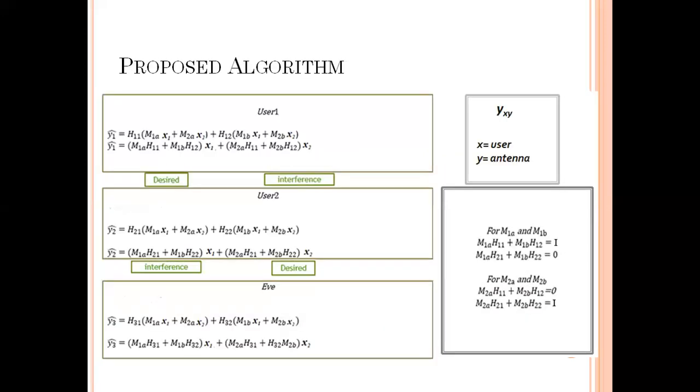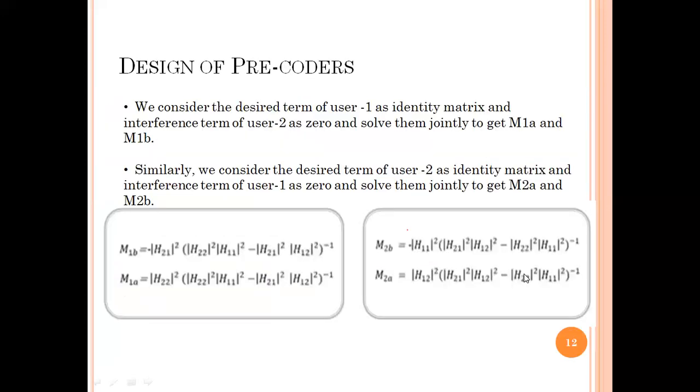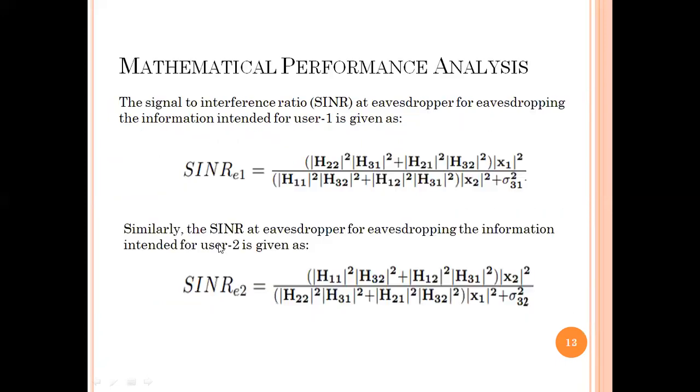Now, solving these equations simultaneously, we can easily find the matrices M1A, M1B, M2A, and M2B. We consider the desired term of user 1 as an identity matrix and the interference term of user 2 as zero, solving them jointly to get M1A and M1B. Similarly for user 2, and it is written here.